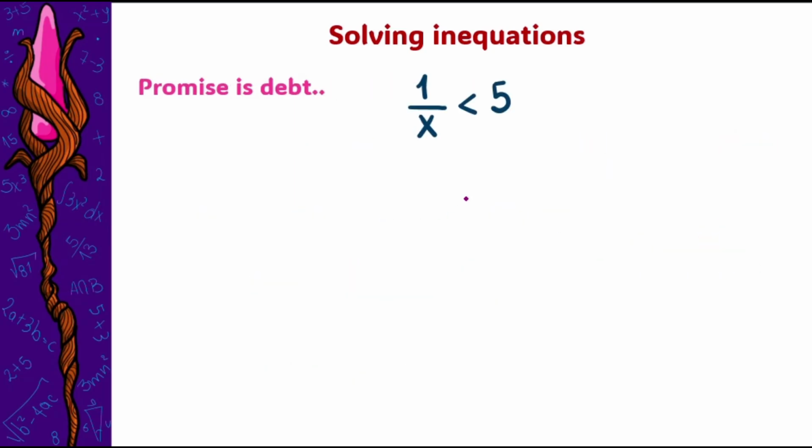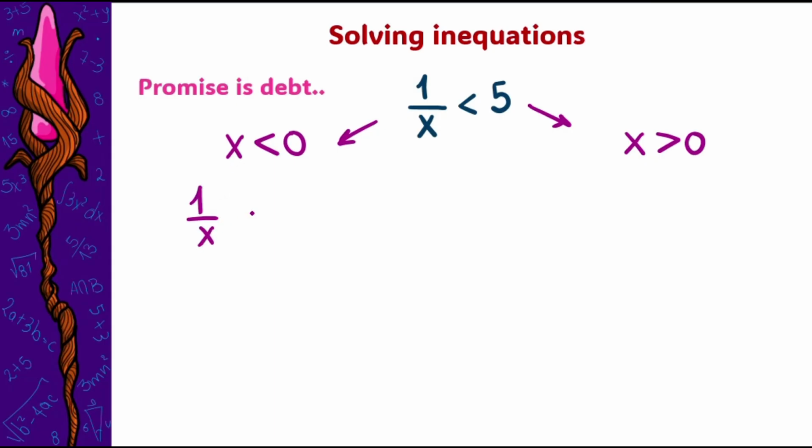And since a promise is a debt, let's see how to solve this one that we mentioned at the beginning. Since we cannot multiply by x, then how could we do it? We need to consider two scenarios: when x is smaller than 0 and when x is bigger than 0. We don't consider when x is equal to 0 because we cannot divide by 0, so x equals 0 is actually impossible. And then we solve it that way.